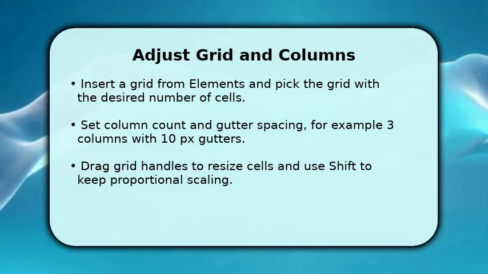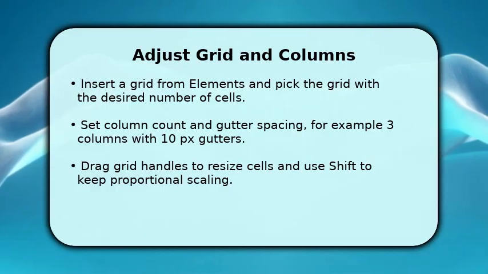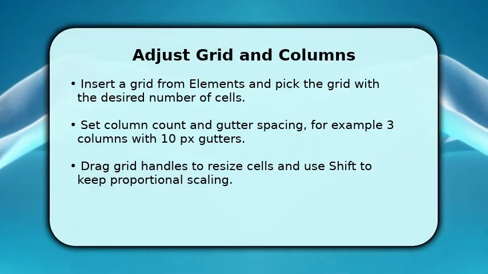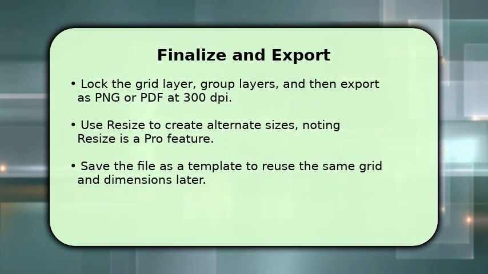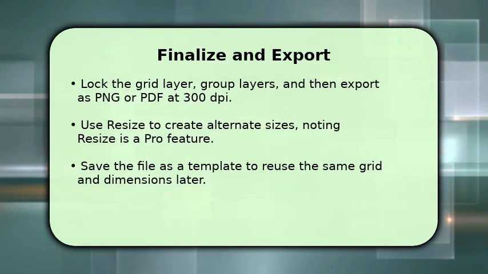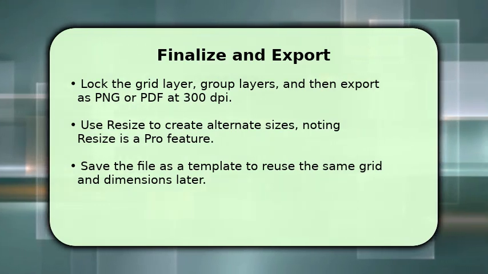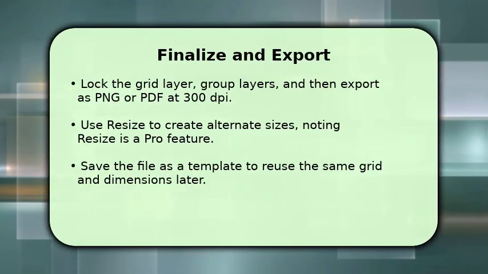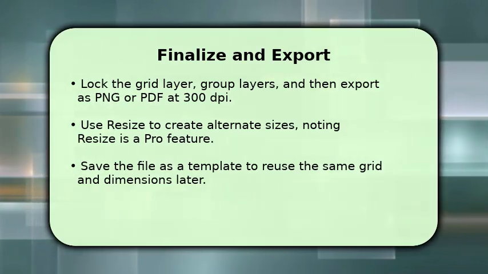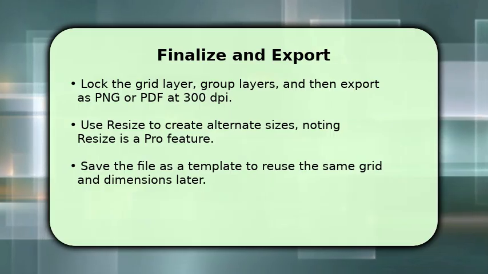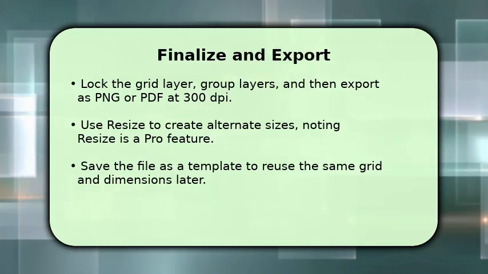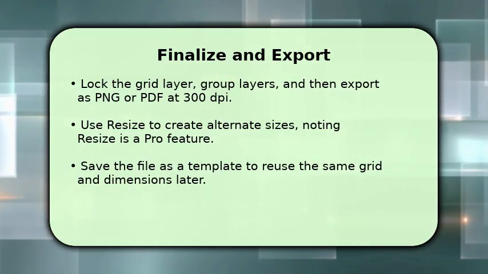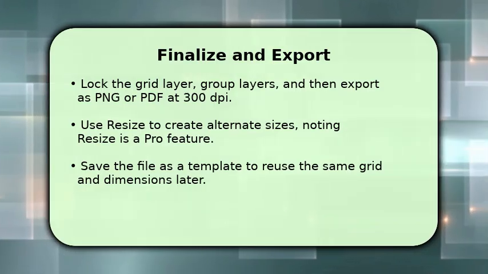Snap your content to the guides and align items using the arrow keys for precise placement. When your design matches the grid, lock the grid layer to prevent accidental movement. Group related elements together so you can move sections while preserving alignment. Export the finished file as PNG or PDF and choose 300 dpi for print or 72 dpi for web use.